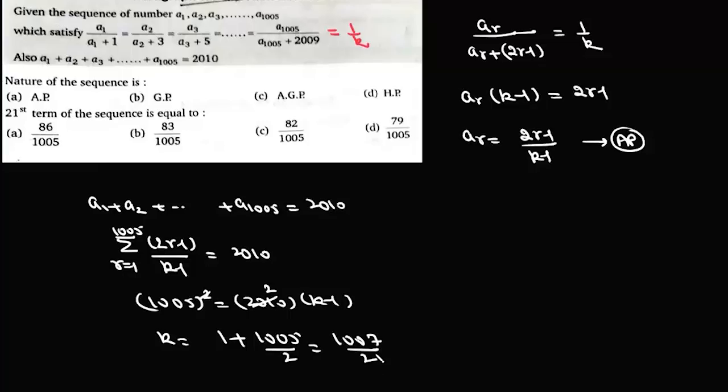1007 divided by 2. Now we need to find the 21st term of this sequence. So we need to write A21, and A21 will be 41 upon k minus 1, and that will be 1005 into 2, which is 82 upon 1005. So the answer to this question is, the sequence is an AP and its 21st term is 82 upon 1005.